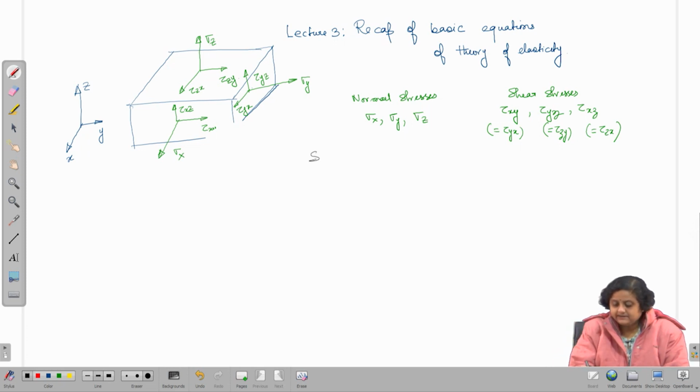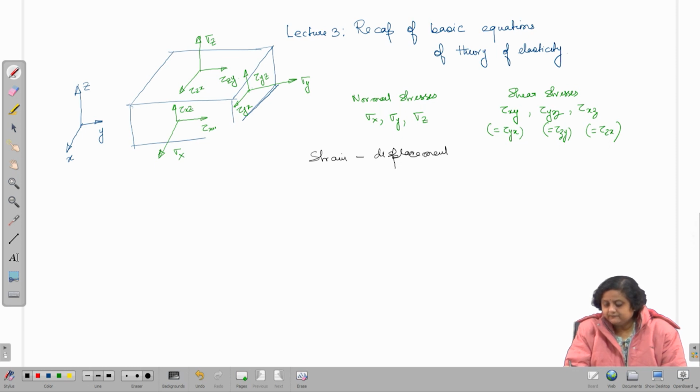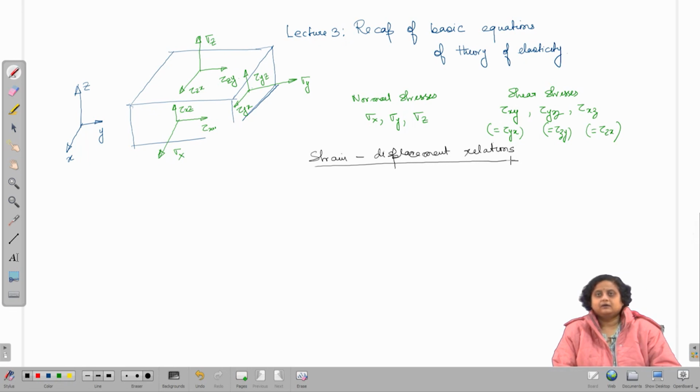So, let me write down the strain displacement relations, which will eventually give you the compatibility conditions. Instead of remembering the long compatibility conditions, it is often easier to remember the strain displacement relation and later derive the compatibility conditions from it.